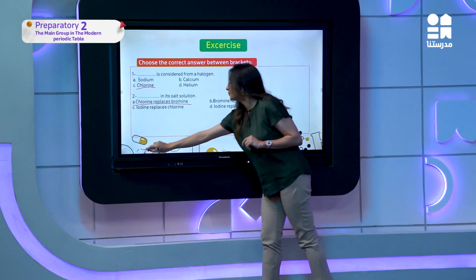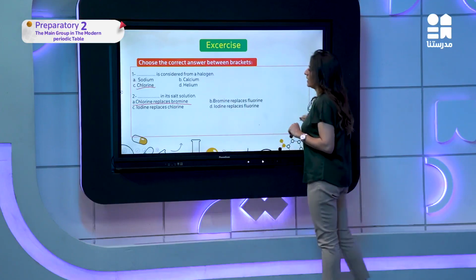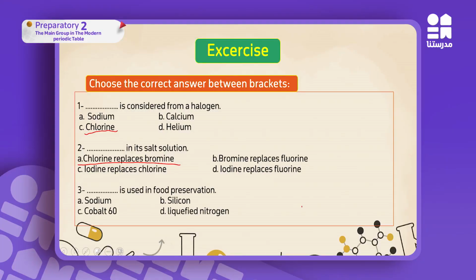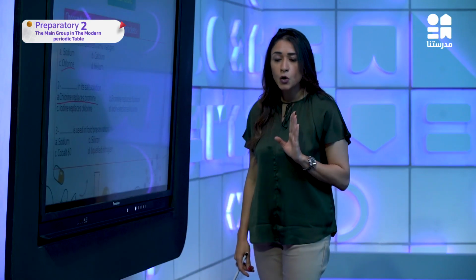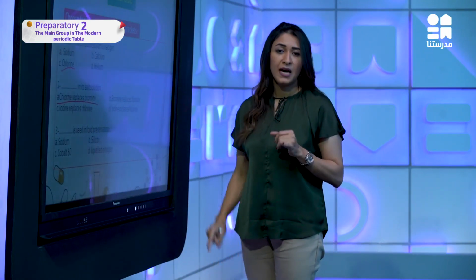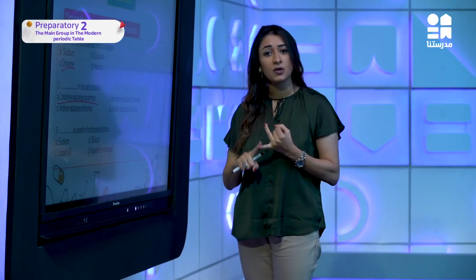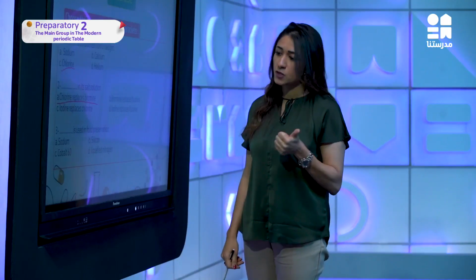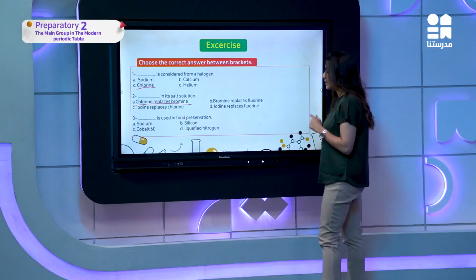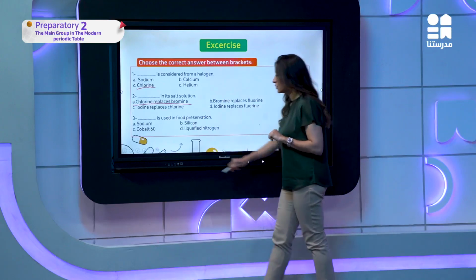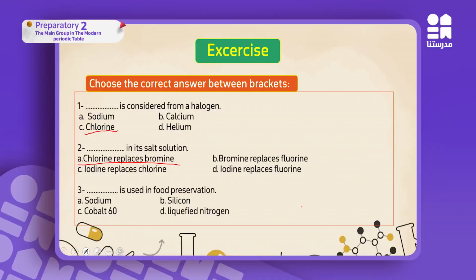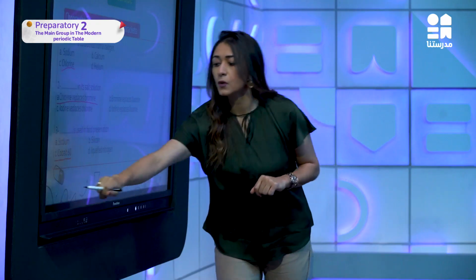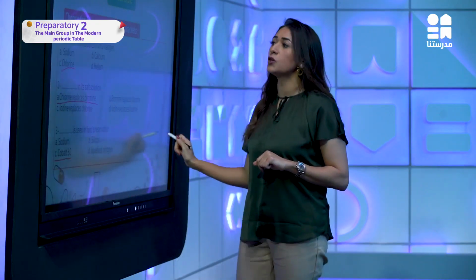Right, let's continue. We have question 3, the last choose of today. It is used in food preservation. Who's used in food preservation? Of course, cobalt 60. هتشوف radioactive cobalt 60 or gamma rays الاثنين حاجة واحدة. طب here I will choose what? Cobalt 60. Of course, it's not sodium, it's not silicon, and it's not liquefied nitrogen. So the answer will be cobalt 60. Okay? طيب. Let's move on.